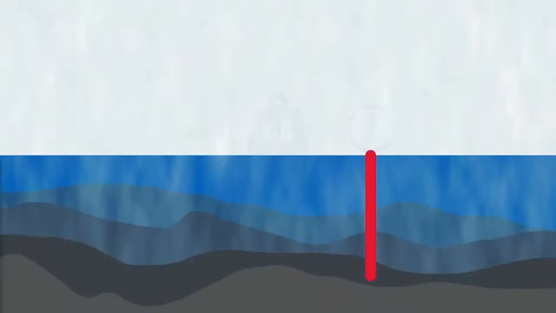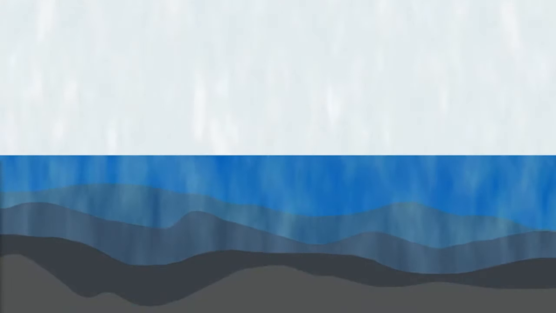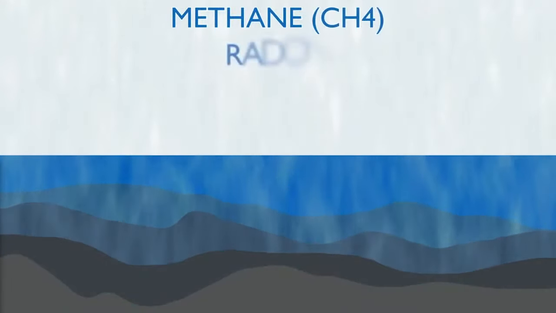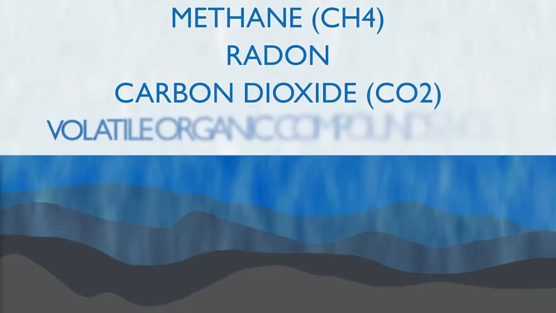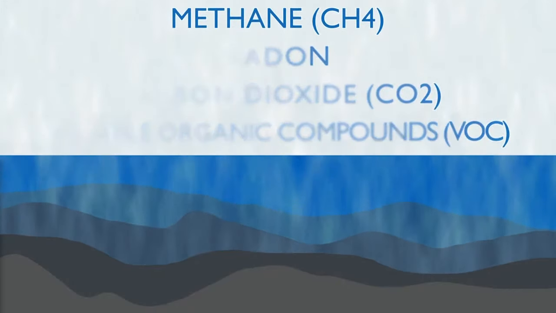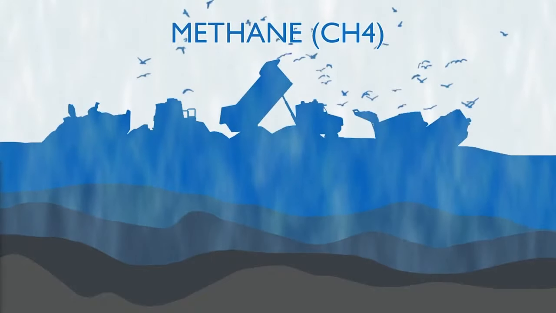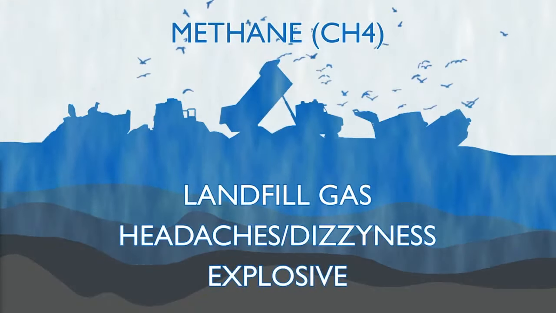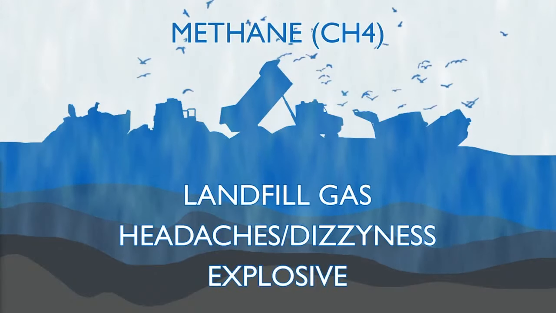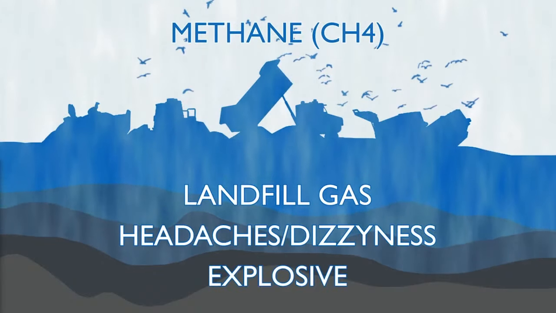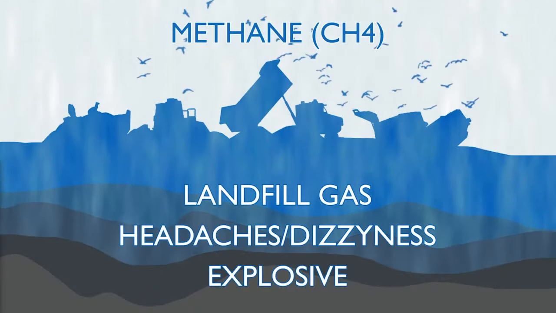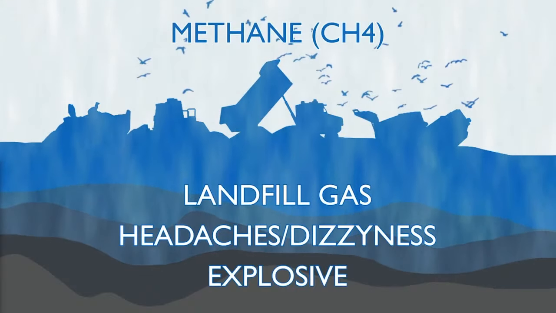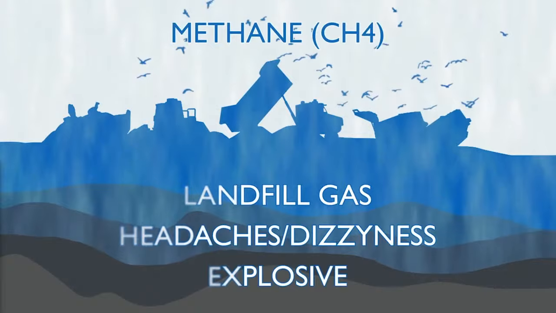There are four main contaminants we have to consider when assessing the measures necessary: methane, radon, carbon dioxide and VOCs, or volatile organic compounds. Methane is a naturally occurring gas caused by the decomposition of organic materials, and it's most commonly associated with former landfill sites. If it's not correctly managed, methane can cause headaches, dizziness and respiratory illness, but it's most commonly associated with being explosive.